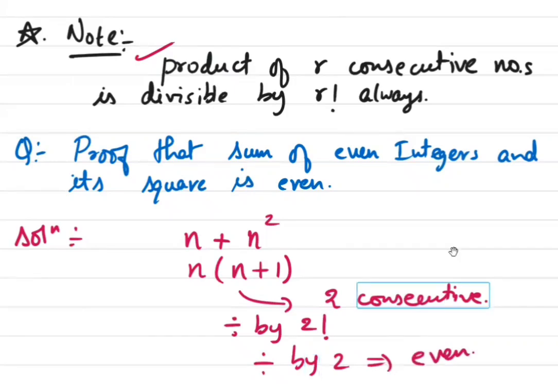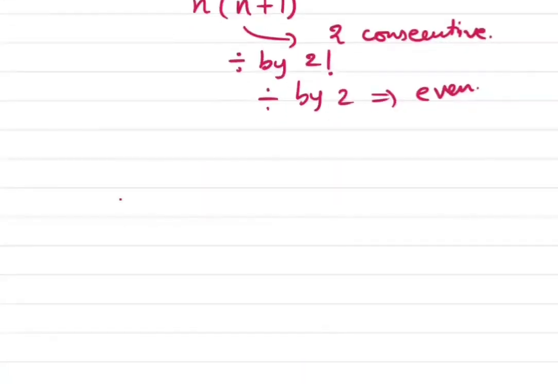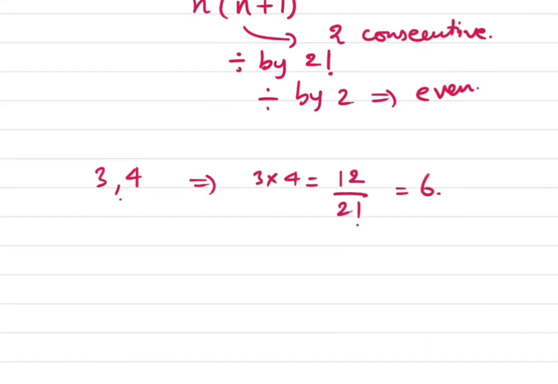So let's take any two numbers. This result, let's take two consecutive integers, 3 and 4. Okay, so these are two consecutive numbers. So the product of 3 and 4 is 12. Right? And 2 factorial is 2, so it is divisible by 2 factorial. The answer is 6. Alright, so this is a very, very important result.